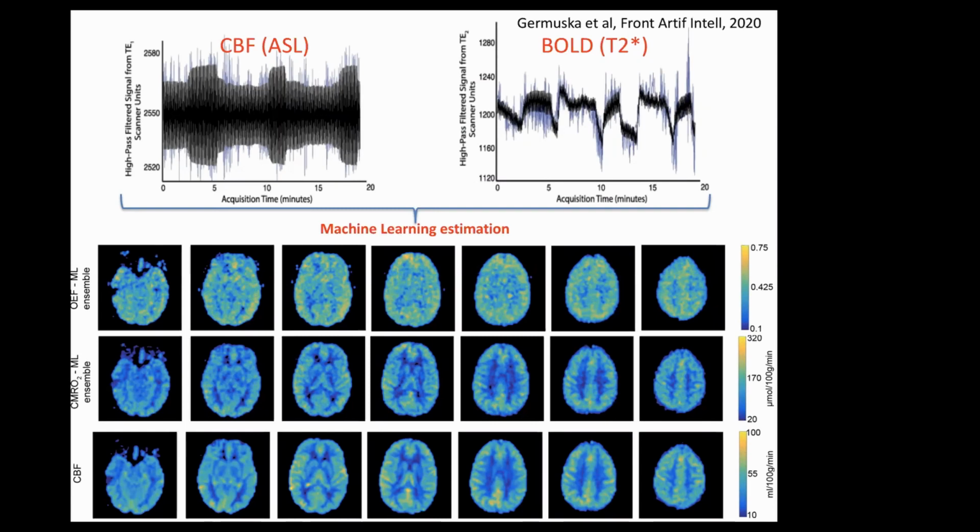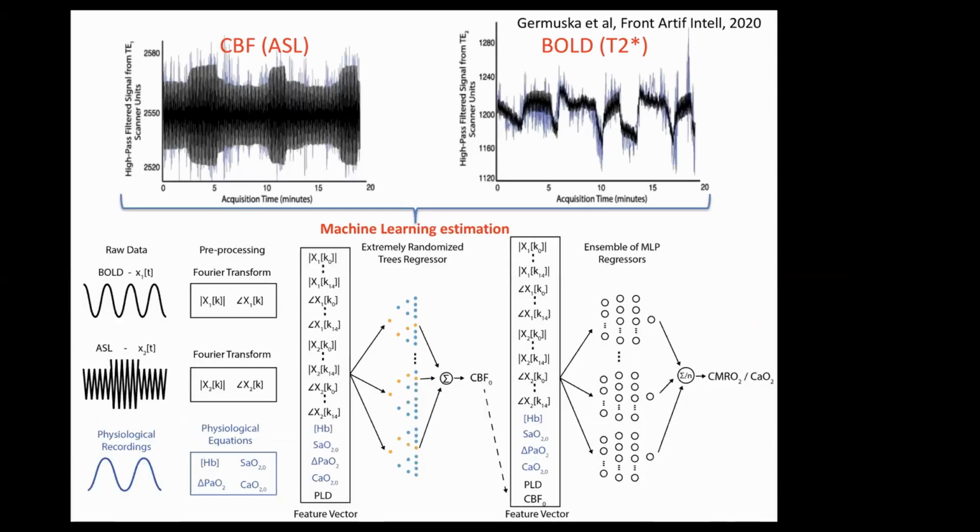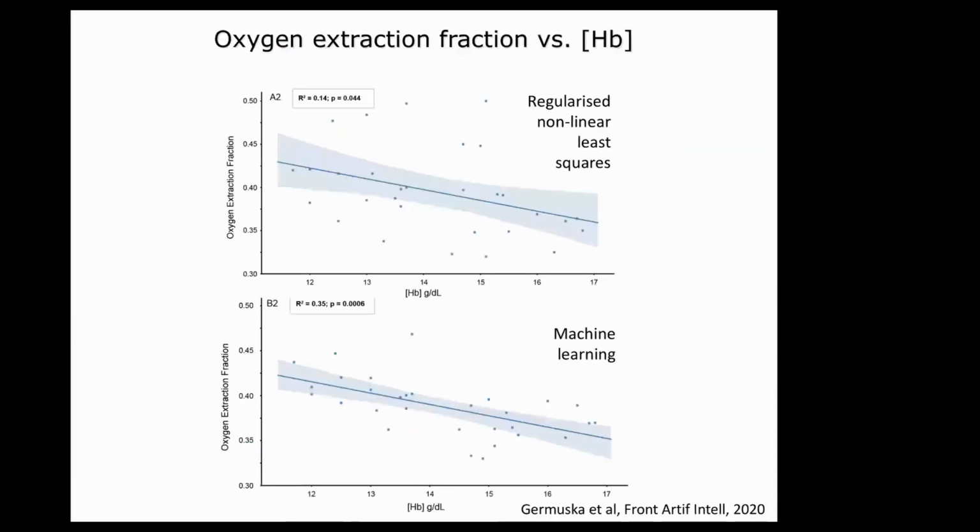I should say that we only really trust the measurements that we've got here in grey matter, because as you know, arterial spin labeling is weak in white matter because of the long arrival times. So this machine learning approach seems to do a bit better with the noise in the data, giving us slightly more confidence in our estimates.